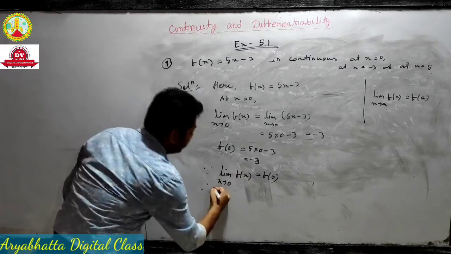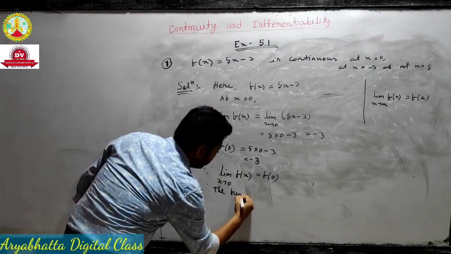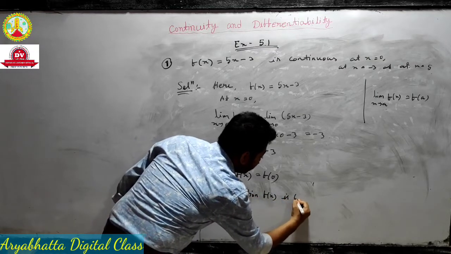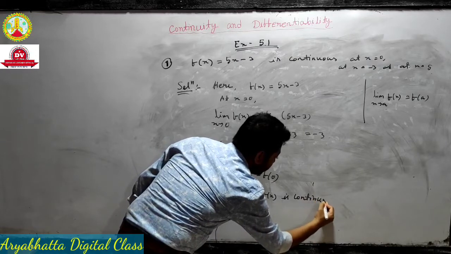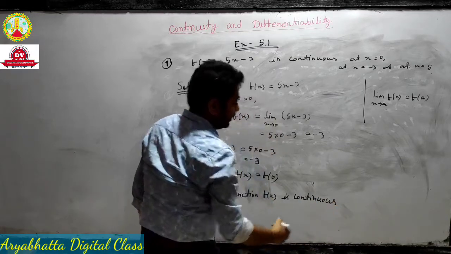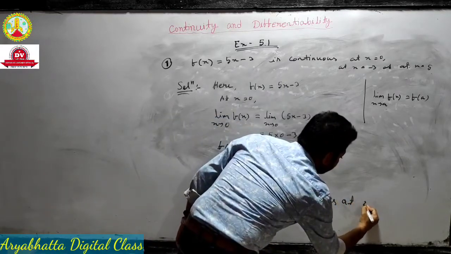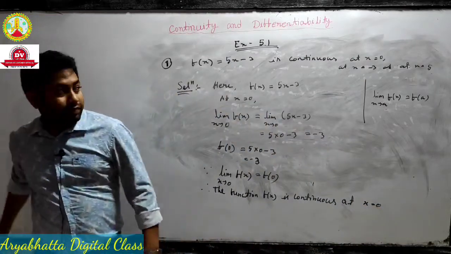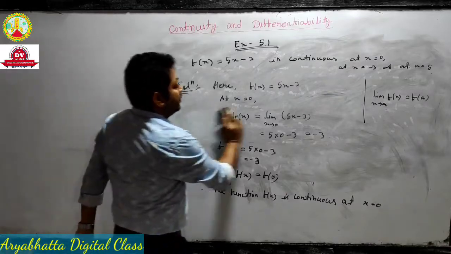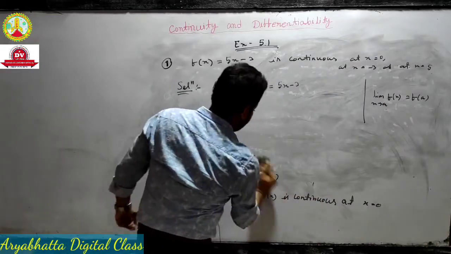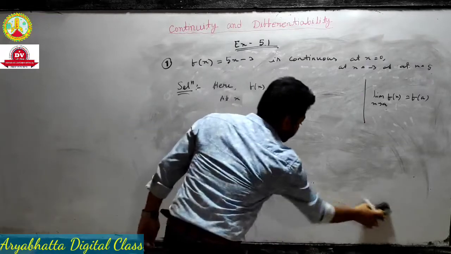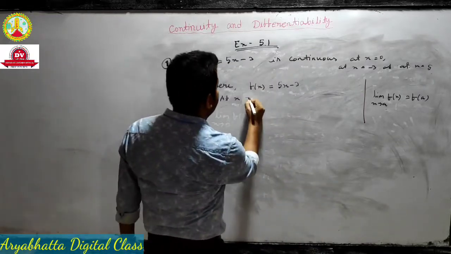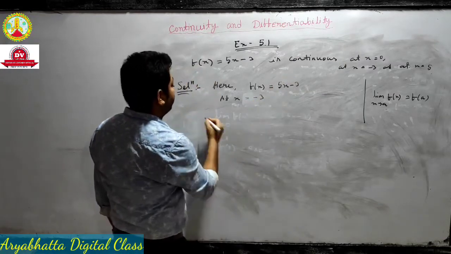Therefore, the function f of x is continuous at x equal to 0. The function is continuous at x equal to 0. Next, at x equal to minus 3.